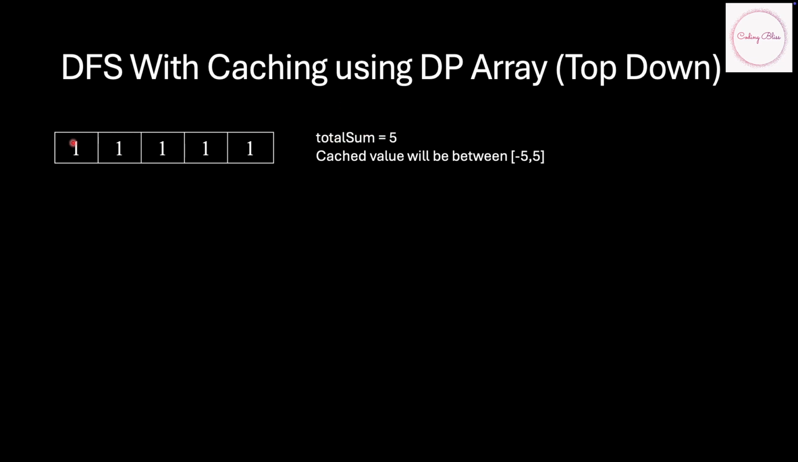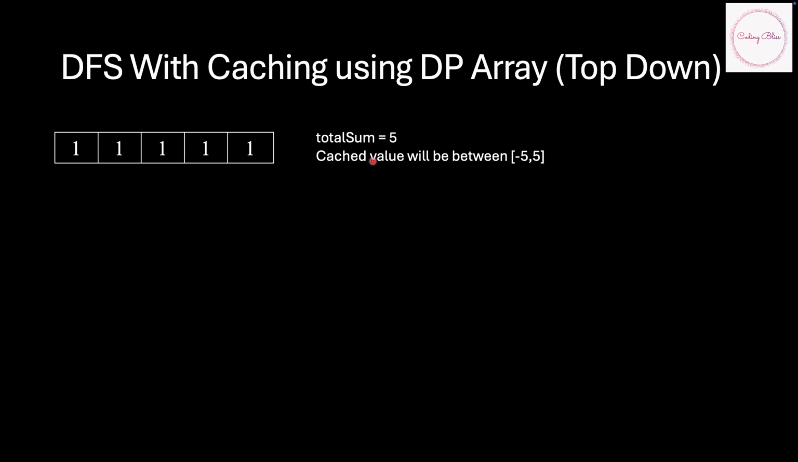Now, if you see here, the total sum that we can actually form using this array is 5. You can see here, right? So it's 1 plus 1 plus 1 plus 1, and it can range from a value of -5 to 5. The reasoning is that if I just do -1, -1, -1, -1, -1, that also will be -5. So your cached value will be between -5 and 5.